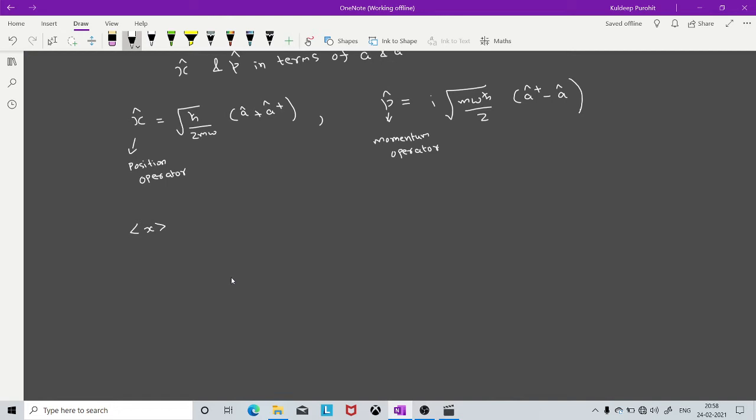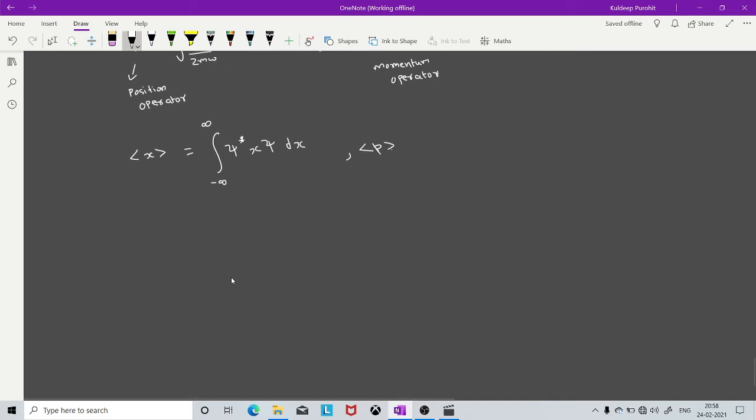Now if this were the Schrodinger way of doing quantum mechanics, you would be using psi star x psi dx from minus infinity to infinity, and similarly for the expectation value of p. But in bracket algebra, if you want to find the expectation value in the state n, you write bra n, x operator, ket n.